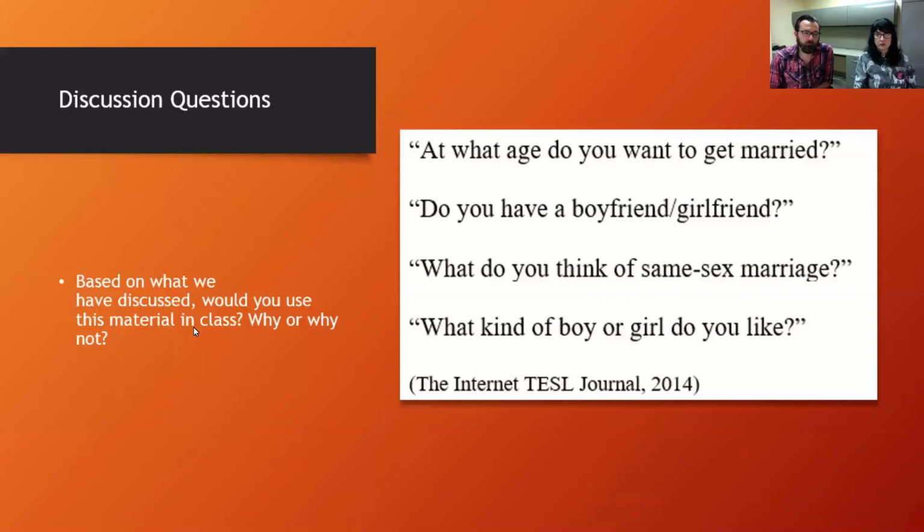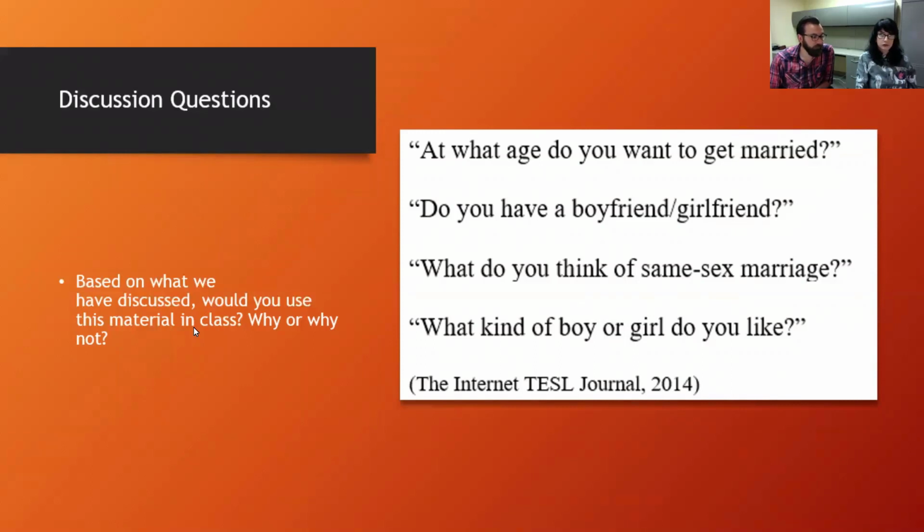What do you think about same-sex marriage? That makes same-sex marriage a controversy, so let's not. And the last one, what kind of boy or girl do you like? This assumes that you like boys or girls, that you're not asexual. It assumes that you're not interested in genderqueer people. Lots of assumptions here. So, right, let's see.